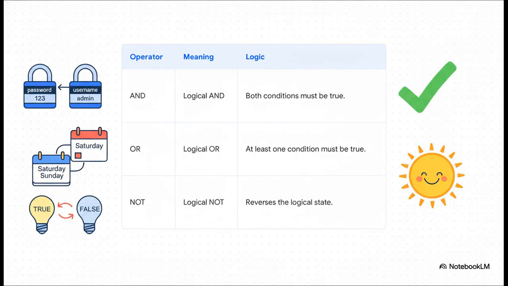And finally, the Boolean operators. These are what you use to combine multiple conditions. AND is the strict one. If age >= 18 AND hasTicket == true, both sides have to be true for the whole thing to be true. OR is much more relaxed. If day == Saturday OR day == Sunday, only one of them needs to be true. And NOT is the rebel. It just flips the result. It turns true into false and false into true.